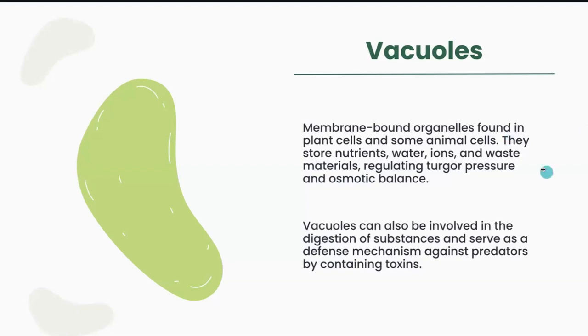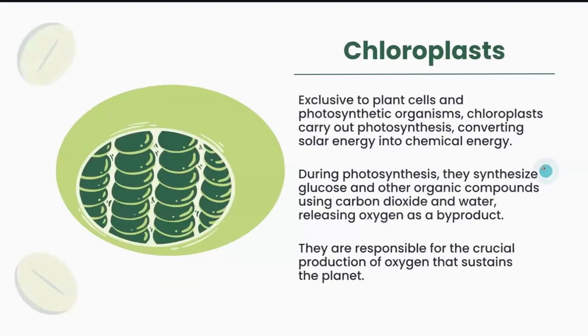and other similar substances. And last, we have chloroplasts, which are only found in plant cells, not in animal cells. And this is what allows plants to carry out photosynthesis, which is whenever plants convert solar energy into chemical energy, which is whenever they take the energy that they get from the sun and turn it into food for them.